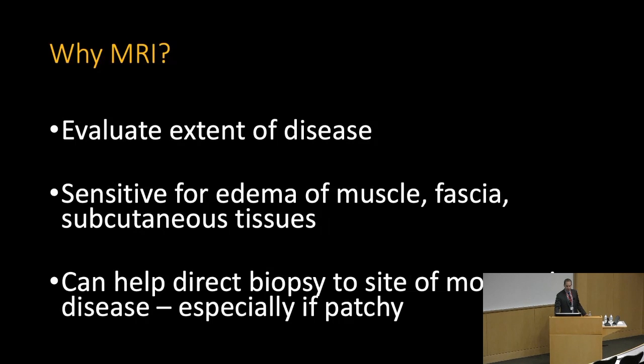So again, why do we do MRI? We can evaluate the extent of the disease. Very, very sensitive for edema. So MRI picks up water, edema of the muscle, of the fascia, of the subcutaneous tissues. And as we saw before, if we don't know the exact muscle group that is involved, we could get a biopsy that seemed normal when there actually is disease. So it can help direct the biopsy to the site of the most active disease, especially if it's patchy, and I'll show multiple examples.